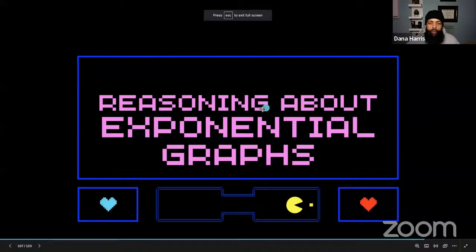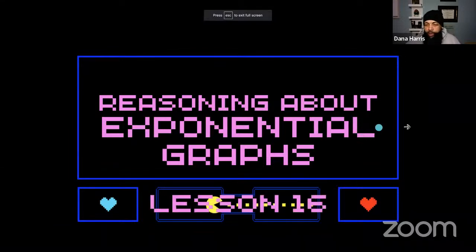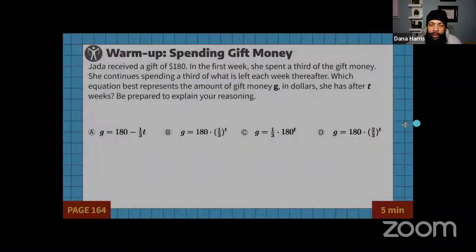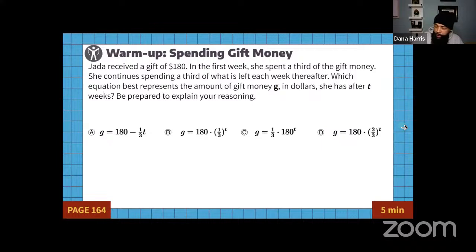And we're talking about reasoning about exponential graphs. We're not going to go through every piece in this lesson, but we're going to go through most of it. This is the warm up. Jada received a gift of $180 in the first week. She spent a third of the gift money. She continues spending a third of what is left each week thereafter. Which equation best represents the amount of money G in dollars she has after T weeks?